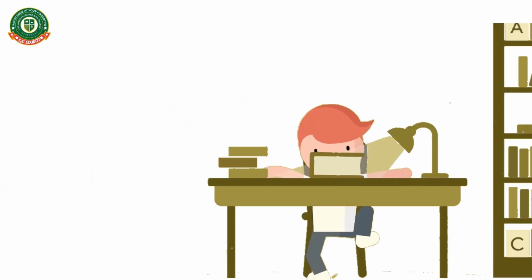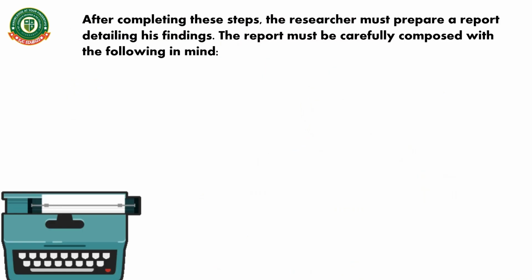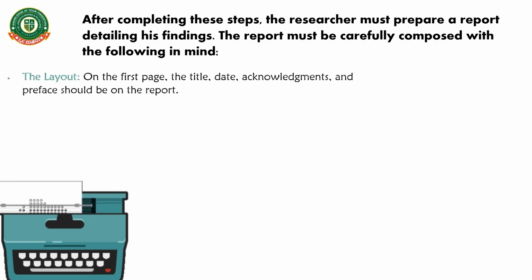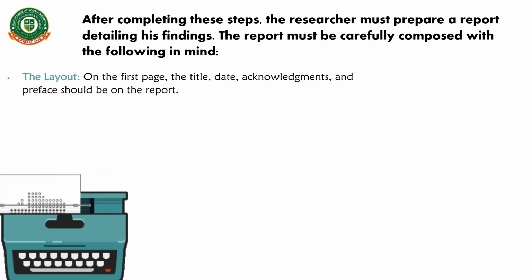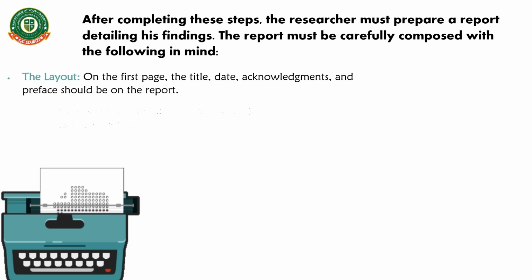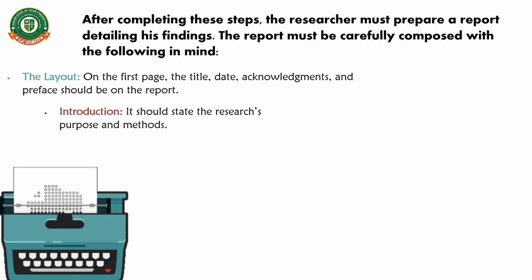Step 8. The report writing. After completing these steps, the researcher must prepare a report detailing his findings. The report must be carefully composed with the following in mind. The layout: on the first page, the title, date, acknowledgements, and preface should be on the report. A table of contents should be followed by a list of tables, graphs, and charts if any. Introduction: it should state the research's purpose and methods. This section should include the study's scope and limits.